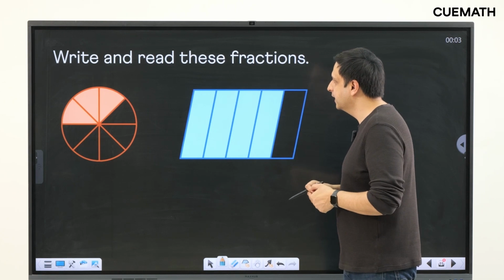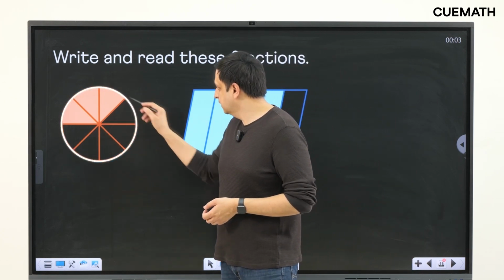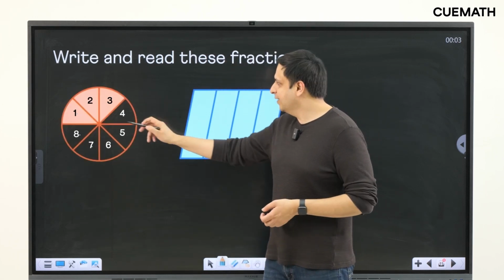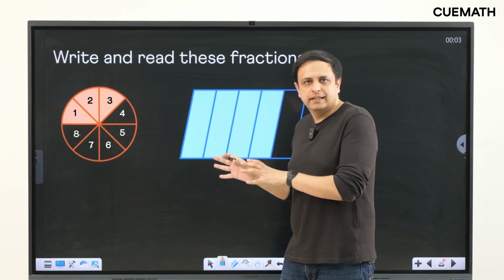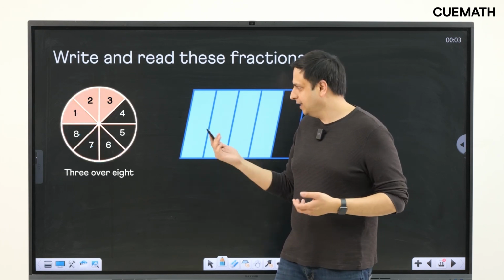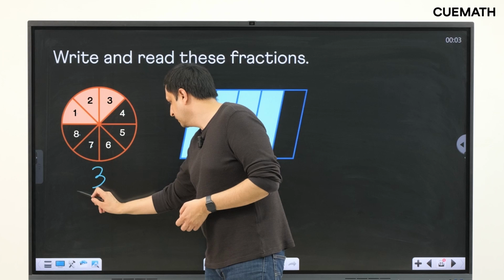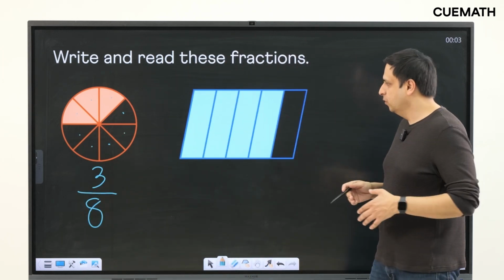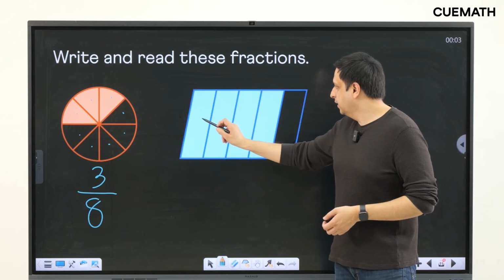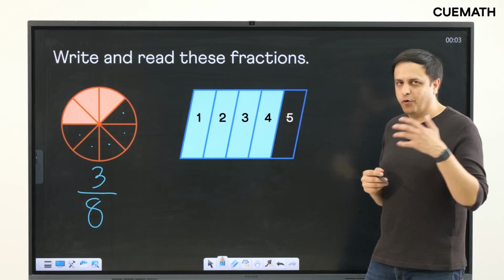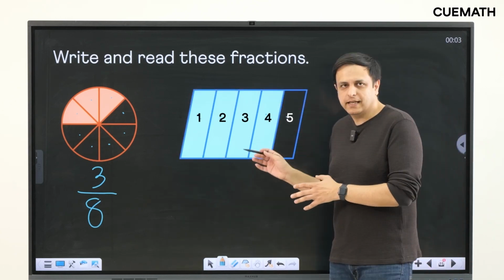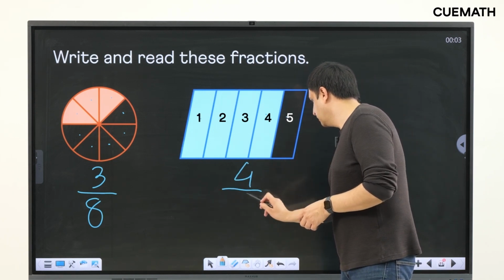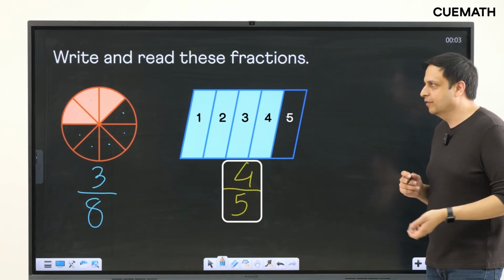Now, let us continue our practice. We have to write and read these fractions. In this one here, the circle has been divided into 1, 2, 3, 4, 5, 6, 7, 8 equal parts. 3 of those 8 parts are shaded. So, we will read this as 3/8 or 3 over 8, and the way we will write this is 3 over 8 like this. What about this one here? The shape, which is a parallelogram, has been divided into 1, 2, 3, 4, 5 equal parts. 4 of those 5 parts are shaded. So, we will read this as 4/5 or 4 over 5, and we will write this as 4, horizontal line, 5 like this, 4 over 5.